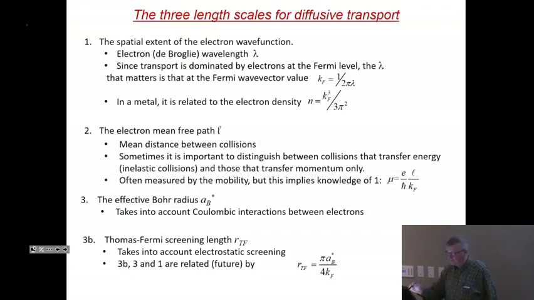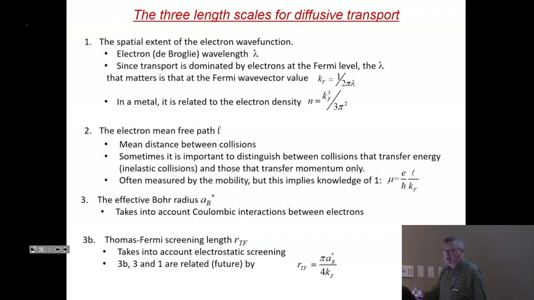So that's one first thing. Anything that has to do with interferences will have to deal with this wavelength. The second quantity we use is the electron mean free path. We define this as the average distance between collisions, and it's sometimes necessary to make the difference between elastic and inelastic collisions. So let's just say we don't make that difference yet, but don't be surprised if we later do.